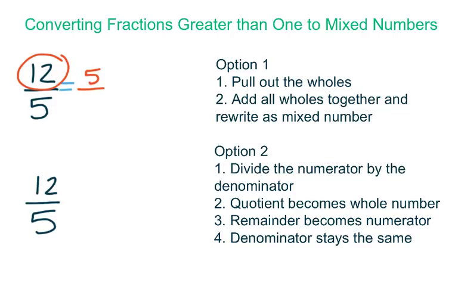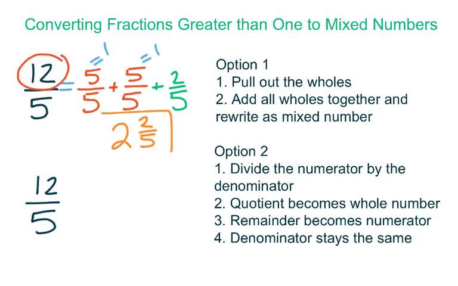So 1 5/5 would give me 5. I can add another one because that's going to give me 10. And then if 5 plus 5 gives me 10, I don't have enough to do another 5/5. What I do have left is 2/5. Now I'm going to rewrite my 5/5 as wholes. So 5/5 is equal to 1 whole, 5/5 is equal to 1 whole. I have 2 wholes. So this is going to be 2 wholes, and then my 2/5 stays the same.